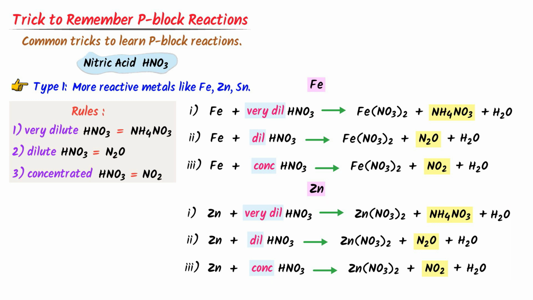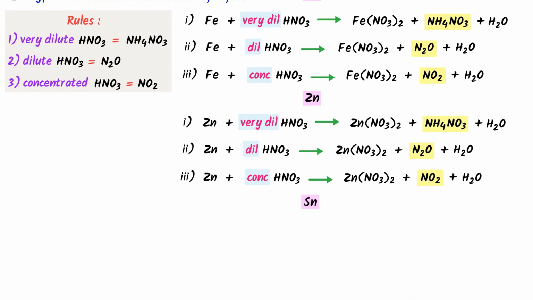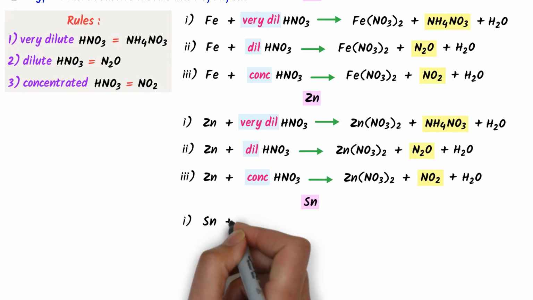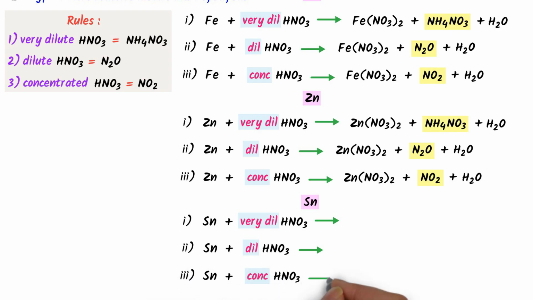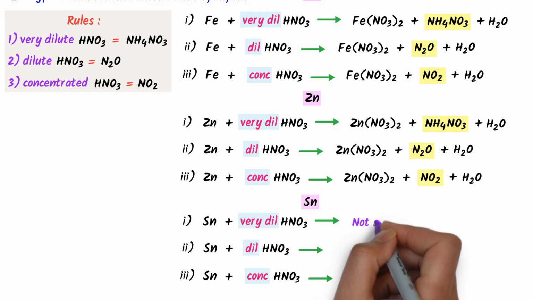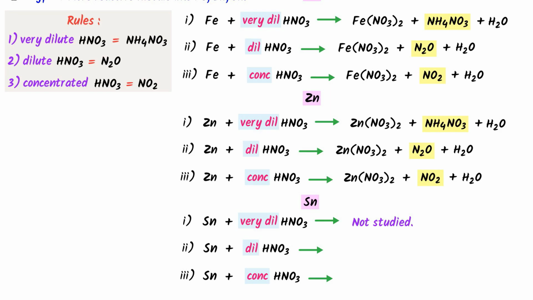Now consider the third reactive metal, tin. Let tin react with very dilute nitric acid. Secondly, tin reacts with dilute nitric acid. Thirdly, tin reacts with concentrated nitric acid. Now listen carefully. We do not study the reaction of tin with very dilute nitric acid at this stage, while the second and the third reactions are both exception cases.